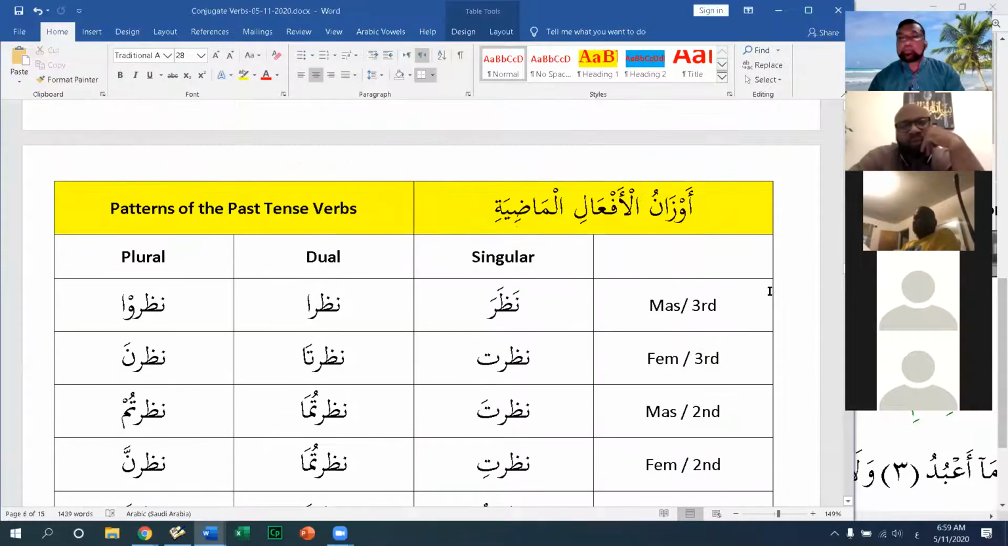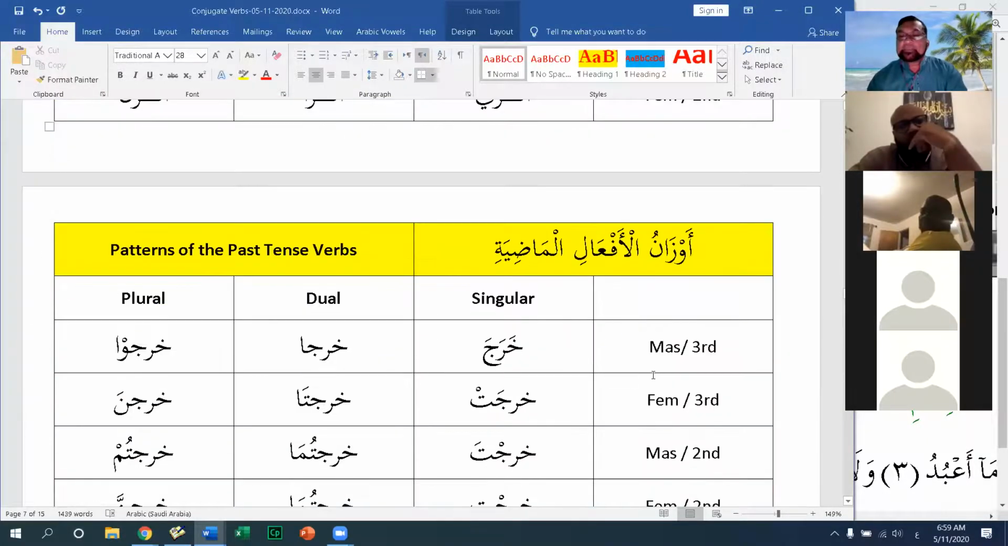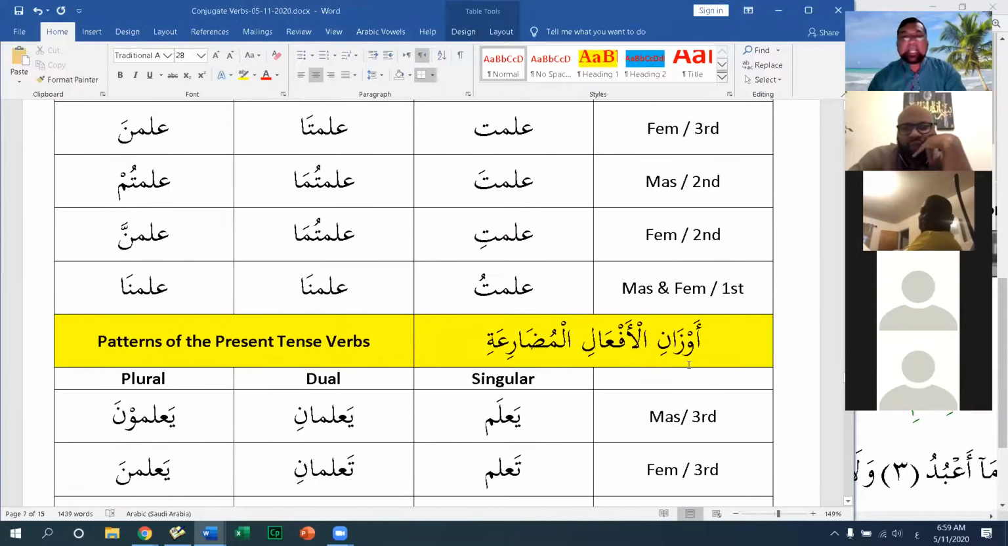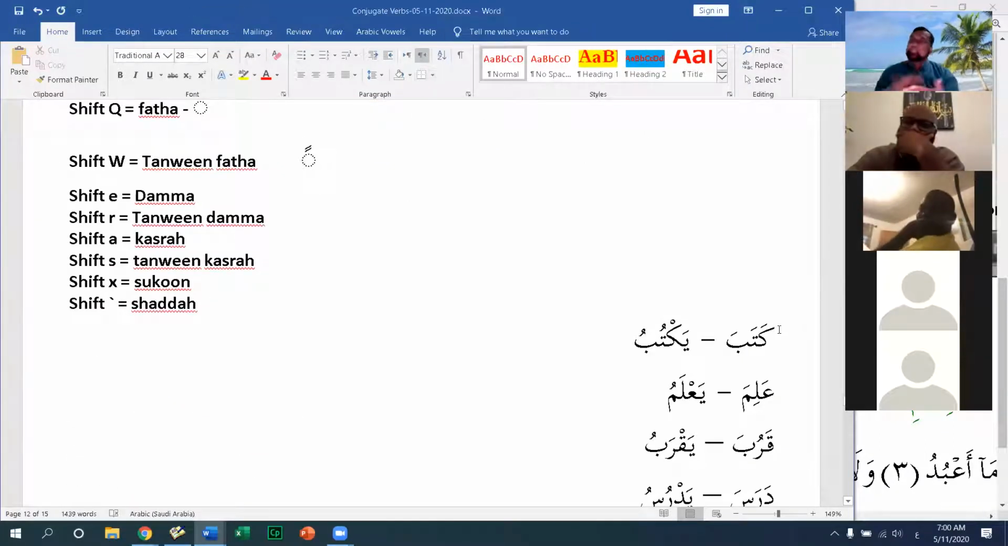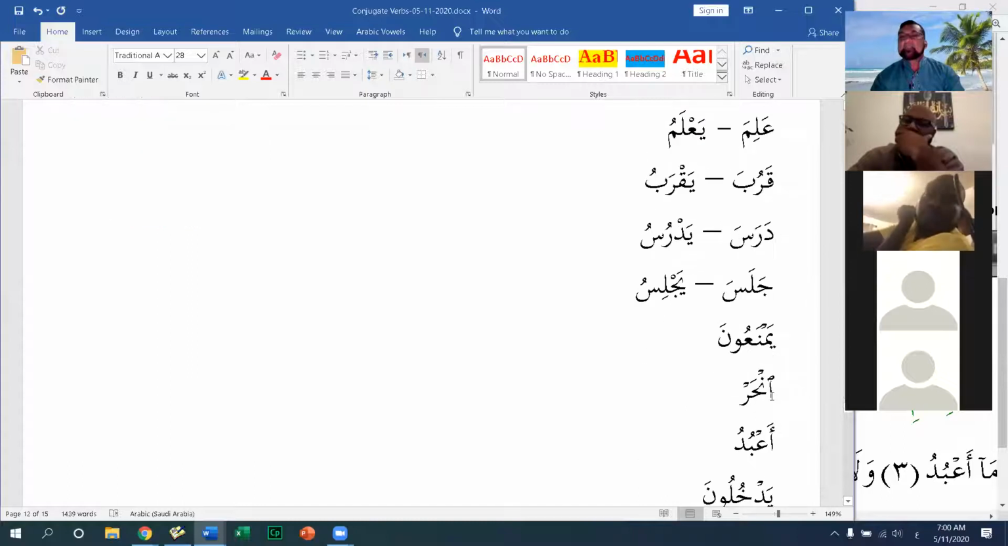Again, this is a mistake. It's supposed to be a ya because I copied and replaced. What I want you to do is take all of these verbs and copy the templates. And actually, if you can write it manually, it's better. Practice writing rather than doing it on the keyboard. That would be good for you. We did kataba already. Do alima, qaruba, darasa, jalasa.